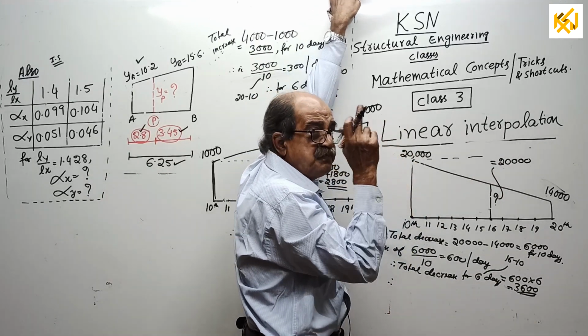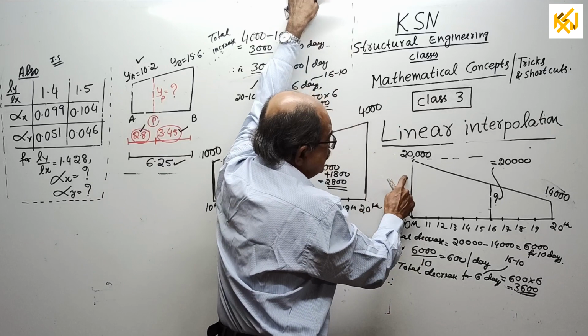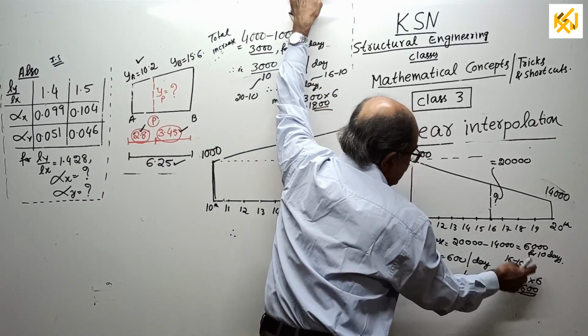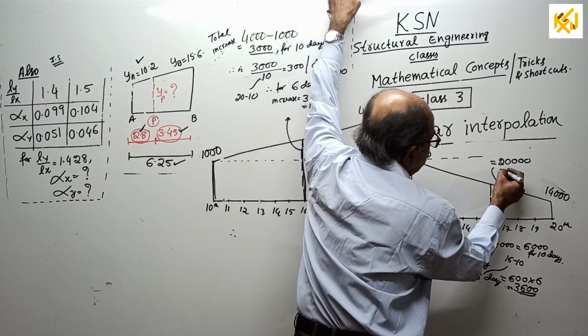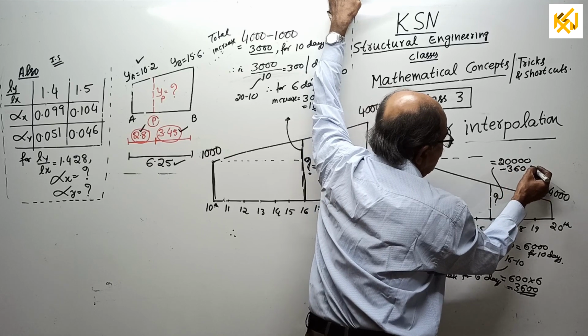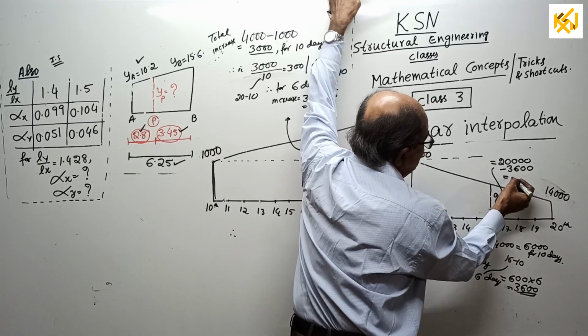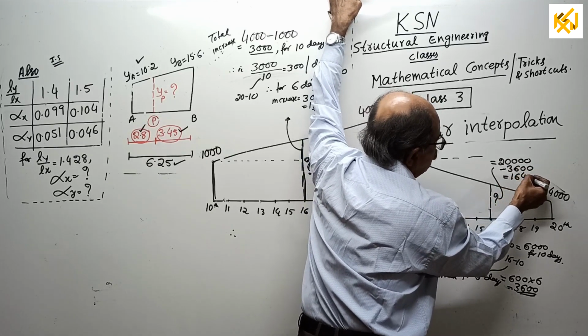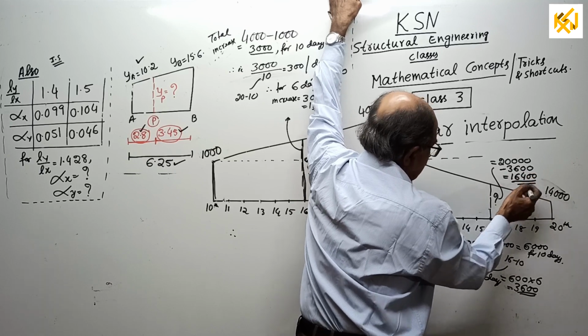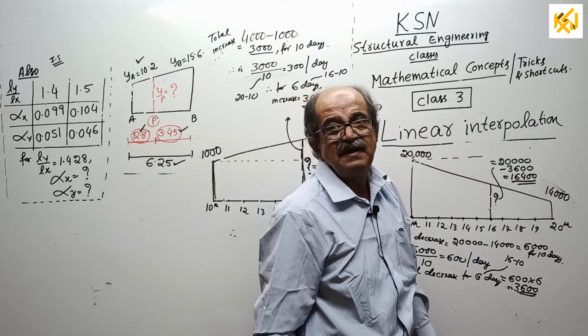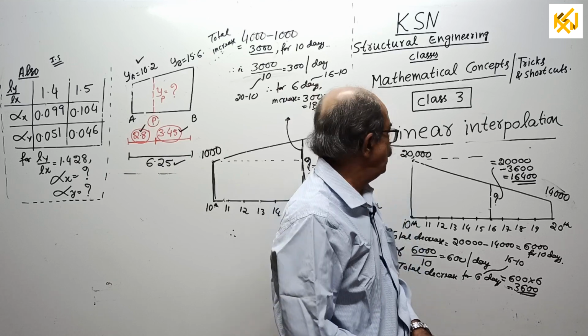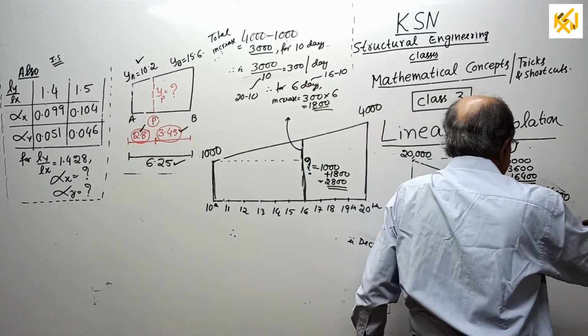20,000 is the first day value. It reduces by 3,600 after 6 days. Subtract 3,600. It will become 20 minus 3, which is 16,400 after 6 days. This is the calculation. Now, you can start the same thing from this side.